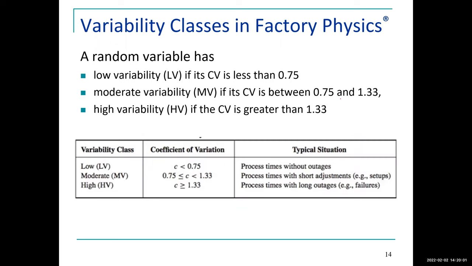A random variable has low variability if the coefficient of variation, that's ce, is less than 0.75. So the typical situation could be process time without outages. A random variable has moderate variability if the coefficient of variation is between 0.75 and 1.33. So this could be a process time with short adjustments or setups. And then high variability if the CV is greater than 1.33. Those are, for example, situations in which you have process time with long outages or failures. So those are three parameters that we can use to quantify the type of variability that we are observing.